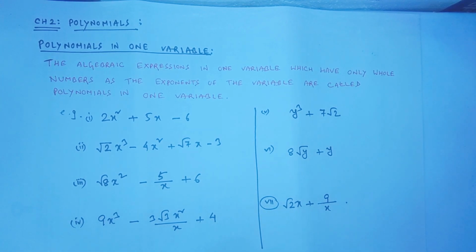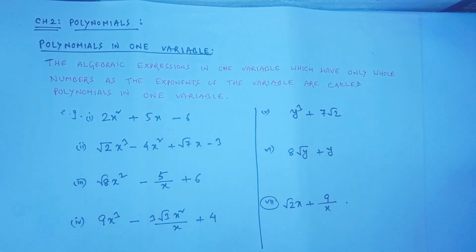While doing the polynomials, we will have either one variable x, for example, or the variable y, but we cannot have both x and y in the polynomial, because it is a polynomial in one variable. Now first you see the definition. The algebraic expressions in one variable which have only whole numbers as the exponents of the variable are called polynomials in one variable. So while considering an algebraic expression, if it has only whole numbers in the exponents of the variable, then it is called a polynomial.